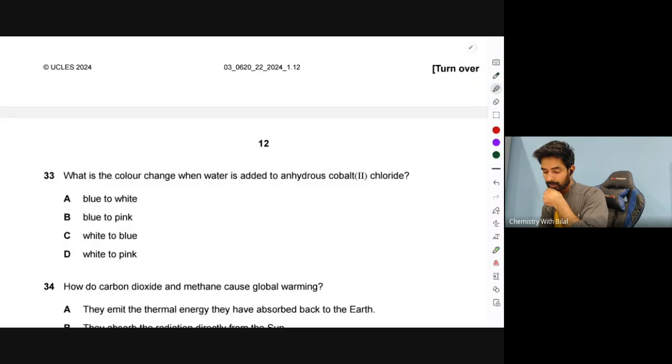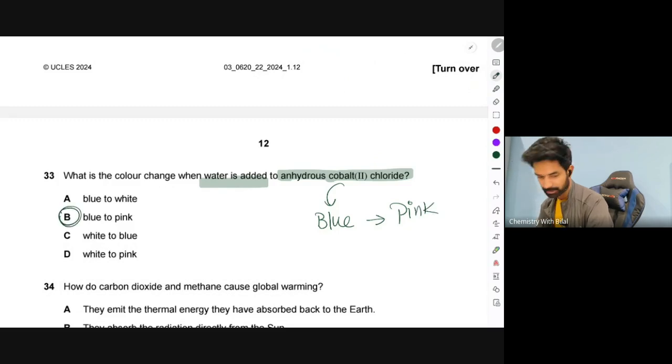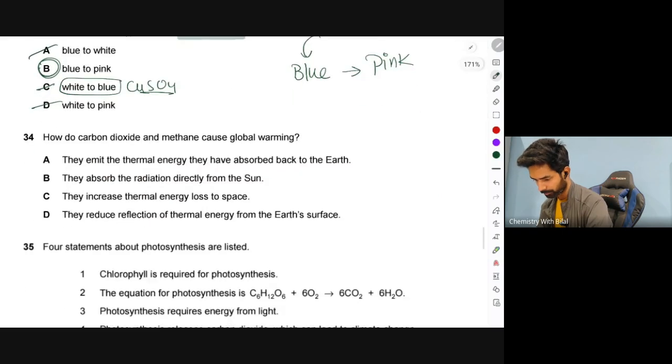Okay. What is the color change when water is added to cobalt anhydrous? See, cobalt is already blue, if we add water it will turn pink. So it's very easy. Blue to pink should be the correct answer. Make sense everyone? White to blue is copper 2 sulfate. The others are not even colors. Because we are talking about cobalt, blue to pink.